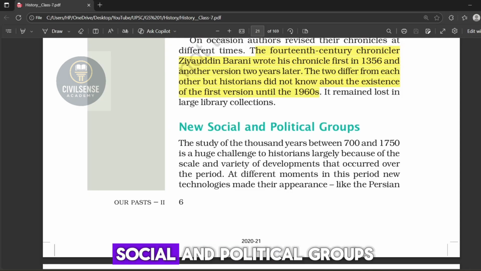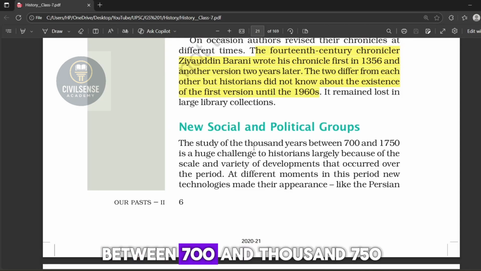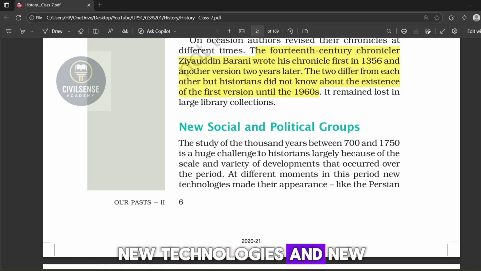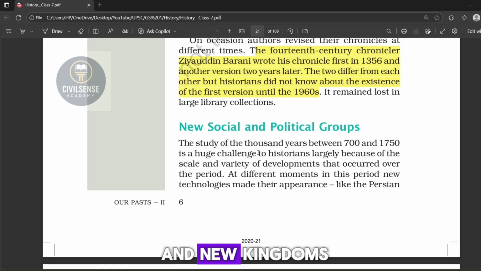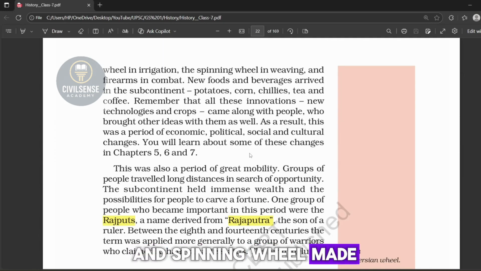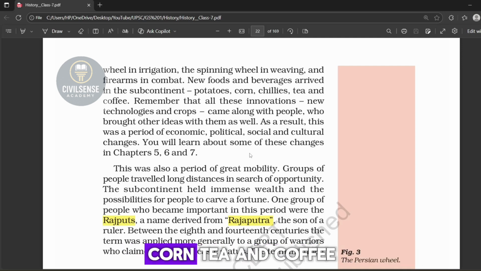Next one is social and political groups. Between 700 and 1750, so many changes took place. That is new technologies, new foods, new communities and new kingdoms. The Persian wheel helped in irrigation and the spinning wheel made weavers faster, and farms changed the world forever. New crops came from other countries like potatoes, chilies, corn, tea and coffee, and along with these, new ideas and people also arrived.